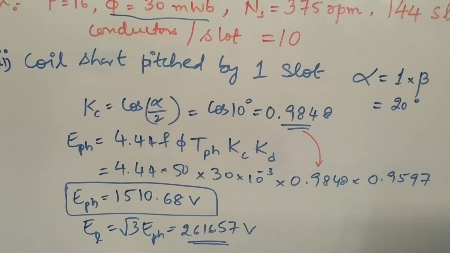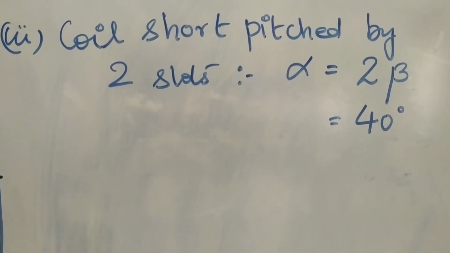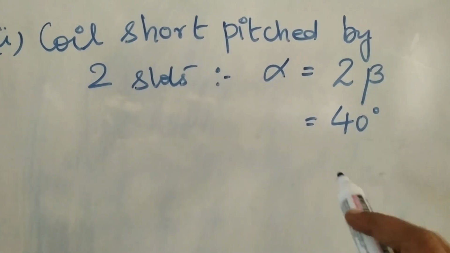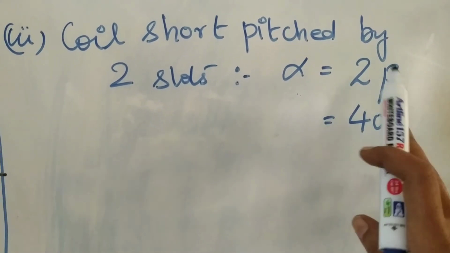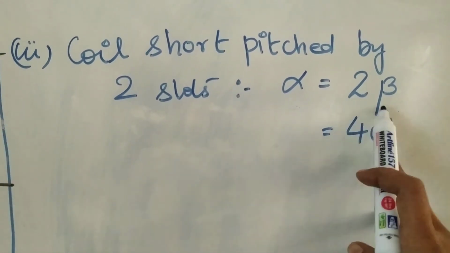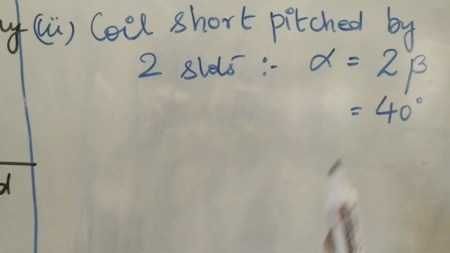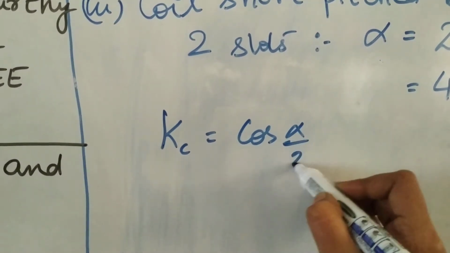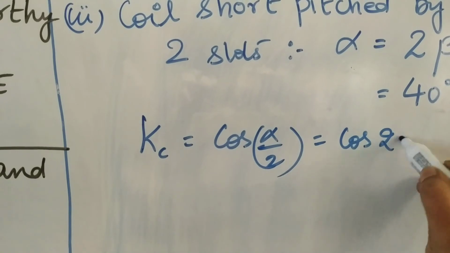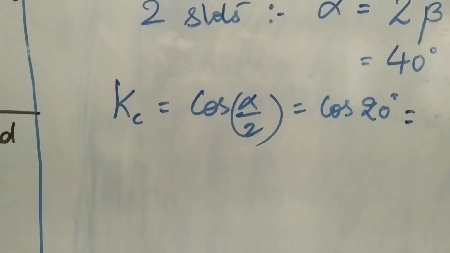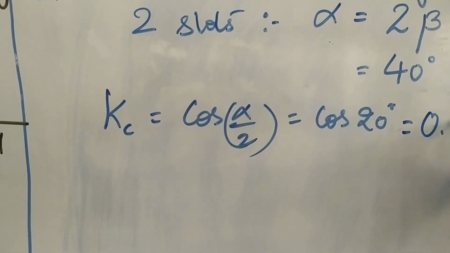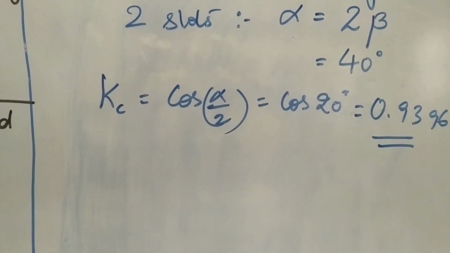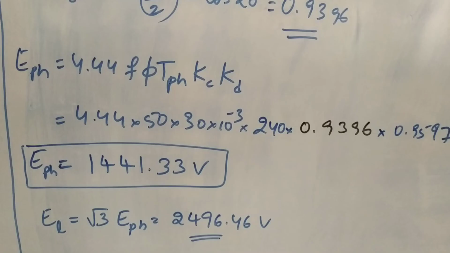Now let us move on to the third sub question. In the third sub question, the coil is short pitched by 2 slots. So here also alpha will become 2 times beta because you have pitched 2 slots. So it becomes 2 times beta, which results in 40 degrees. Again we need to find the new value of Kc, which we solve as cos of alpha divided by 2, that is cos of 20 degrees. So it results with the answer 0.9396, right?